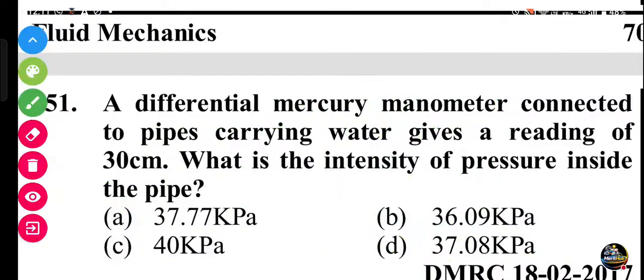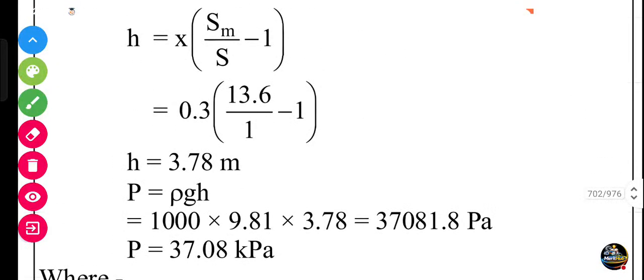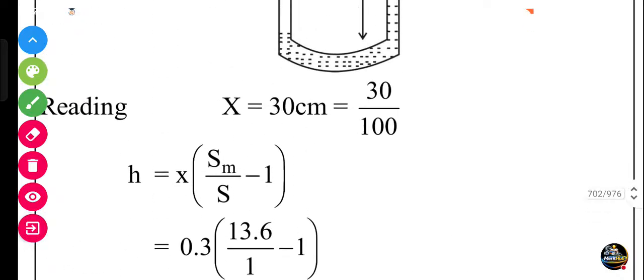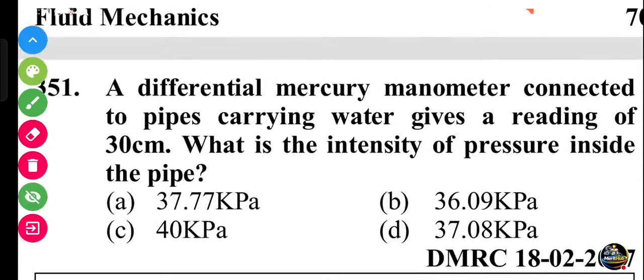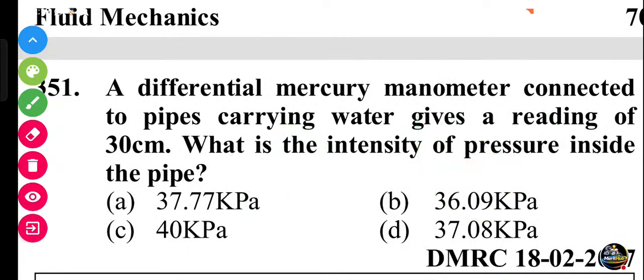Let's check the answer. Yes, you can see this process also here. h equals X into the density of the manometric fluid by the density of the ideal fluid minus 1, where X is the manometric reading and h is the manometric height. Sorry, this is h, not P, and the pressure intensity equals rho g h.